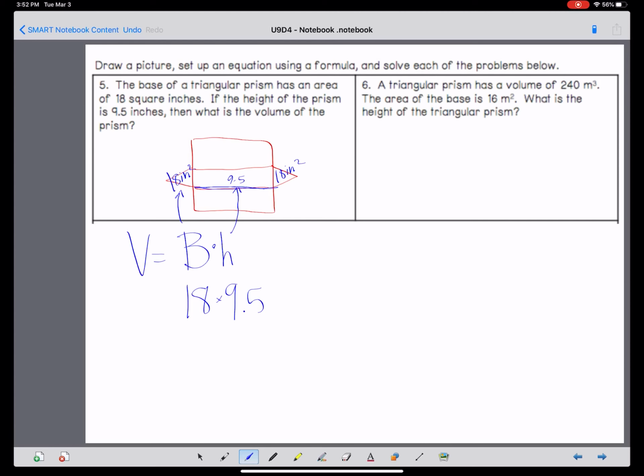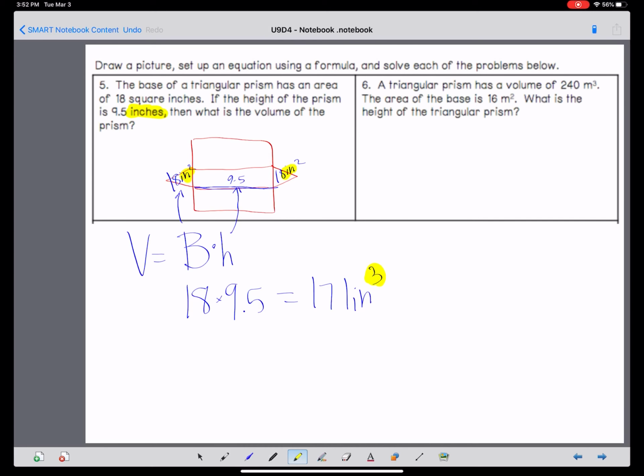18 times 9.5 gives me 171. And that's going to be in centimeters. Nope, just kidding. That's going to be in inches cubed. And don't forget cubed because we're finding volume. And I chose inches because it says inches up there. And I also wrote down inches in my diagram, so it should be inches.